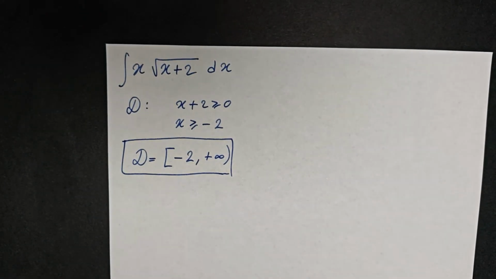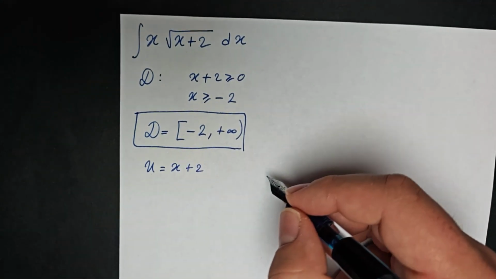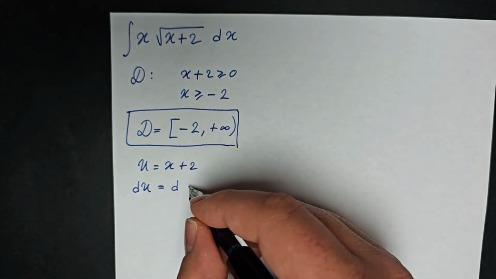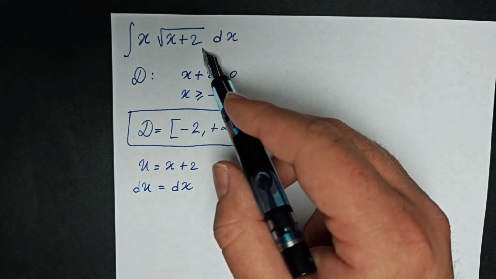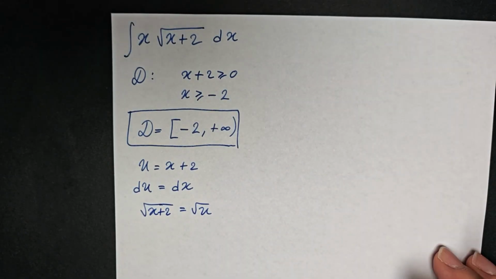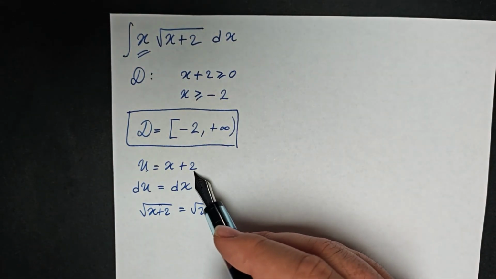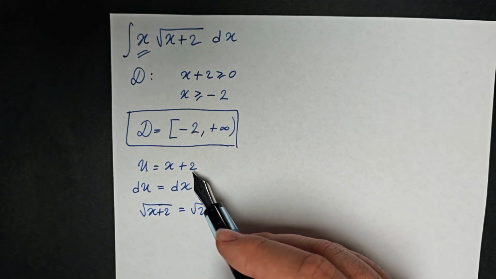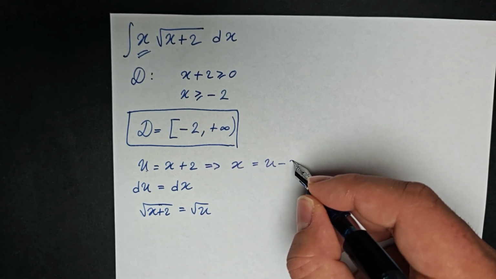A great idea here is to pick for substitution that u is equal to x plus 2. The derivative of u will then be equal to the derivative of x. But here you are going to hit a problem. The square root of x plus 2 is the square root of u. dx is du, but this x here remains. Remember, the substitution is u is equal to x plus 2. So you are going to manipulate now this expression in order to get x as u minus 2.